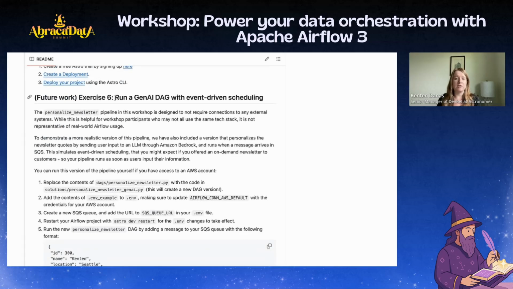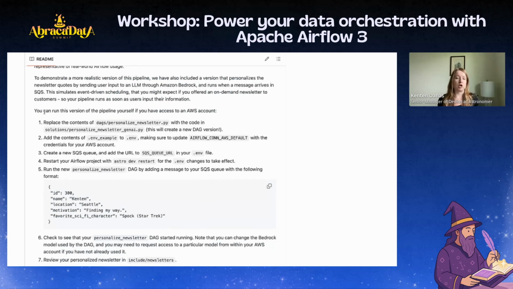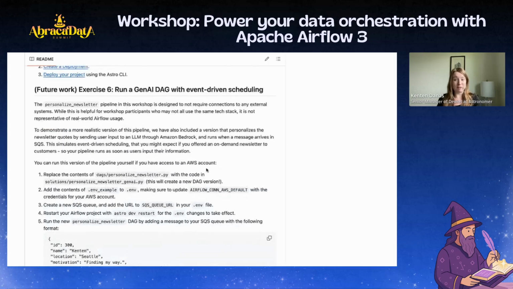Also, I mentioned earlier, there is a version of this where you can run this as a Gen AI DAG with event-driven scheduling. That means it's going to connect to, in this case, Amazon Bedrock for the LLM output, and you can use SQS for event-driven scheduling. There are instructions for how to do that with one of the DAGs in the solutions folder here. That does require that you have an AWS account and access to Bedrock and SQS. So certainly not required, but if you are interested in playing around with it, you have all of the instructions here.